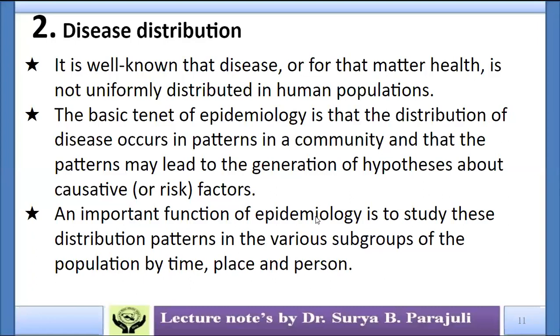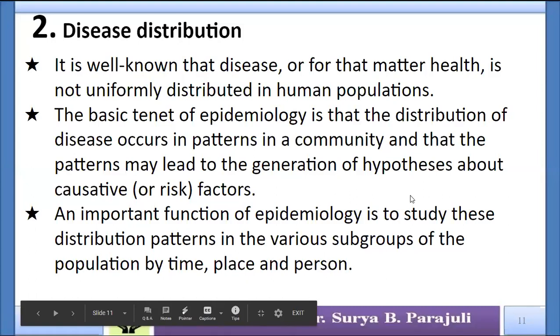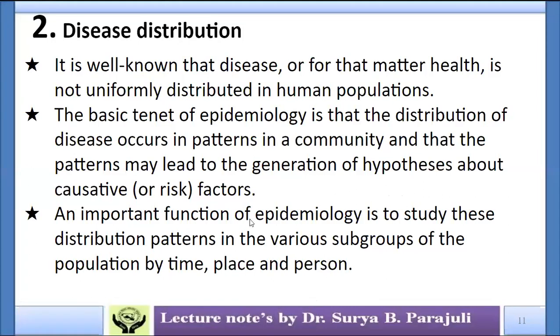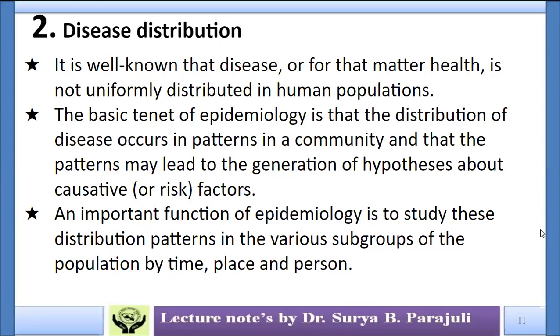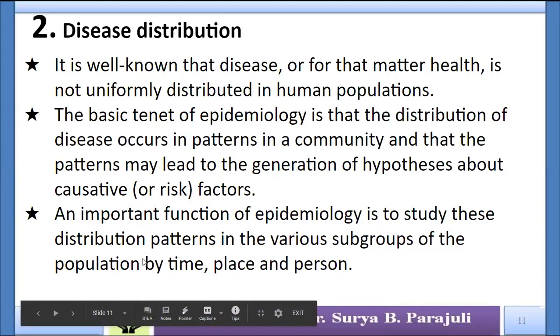So why are male COVID-19 cases more in Nepal? The most important part is why males are more in our context. Because almost all are foreign employees returned from abroad, so the male population is more in our country. So we can find which generates a hypothesis, and this is actually the answer, or the factors responsible for more male COVID-19 cases than female. An important function of epidemiology is to study this distribution pattern in the various subgroups of the population by time, place, and person. Time, place, and person distribution.